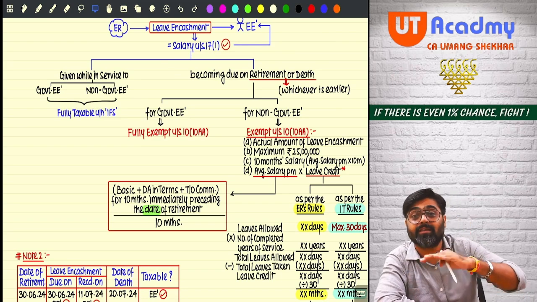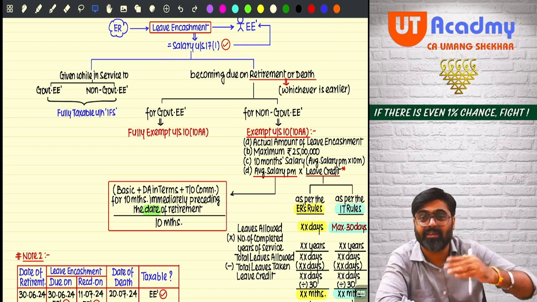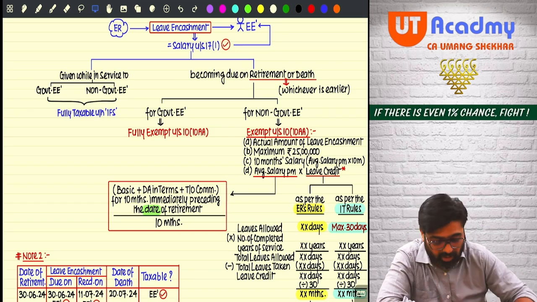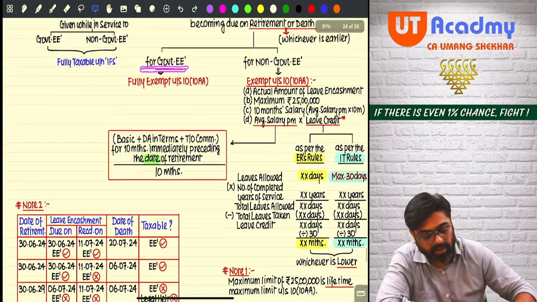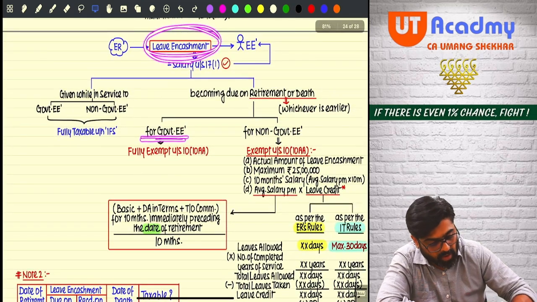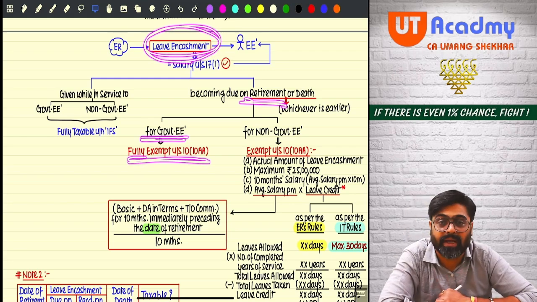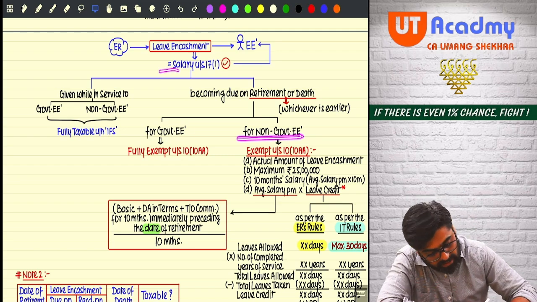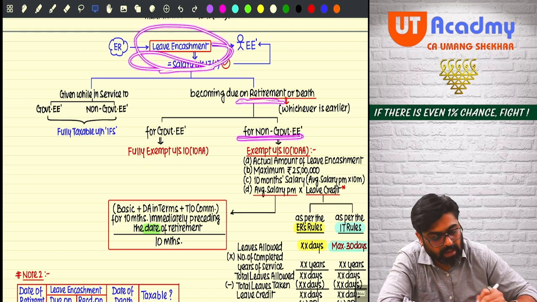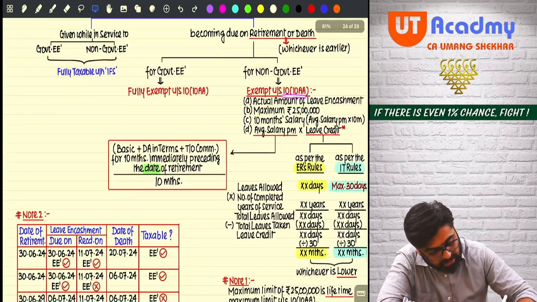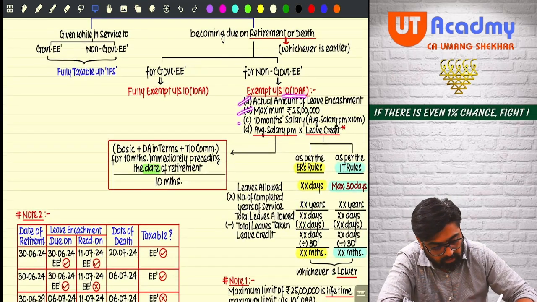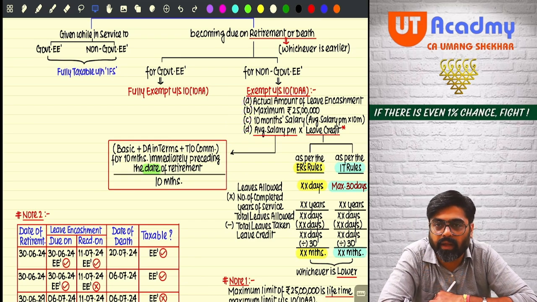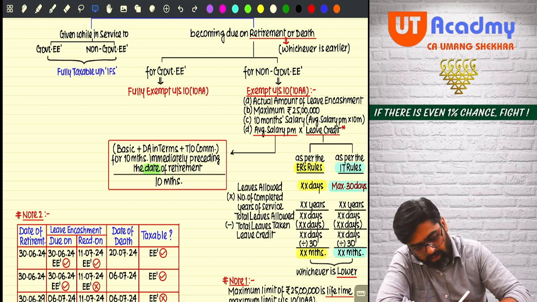Just like death-cum-retirement gratuity was there, no? This is death-cum-retirement leave salary. Got it? So, if you are a government employee getting the leave encashment on retirement, it will be fully exempt under section 10(10AA). If you are a non-government employee getting leave encashment on retirement, it will be exempt under section 10(10AA) only. A, B, C, D, whichever is lower. What did I say? A, B, C, D, whichever is lower.